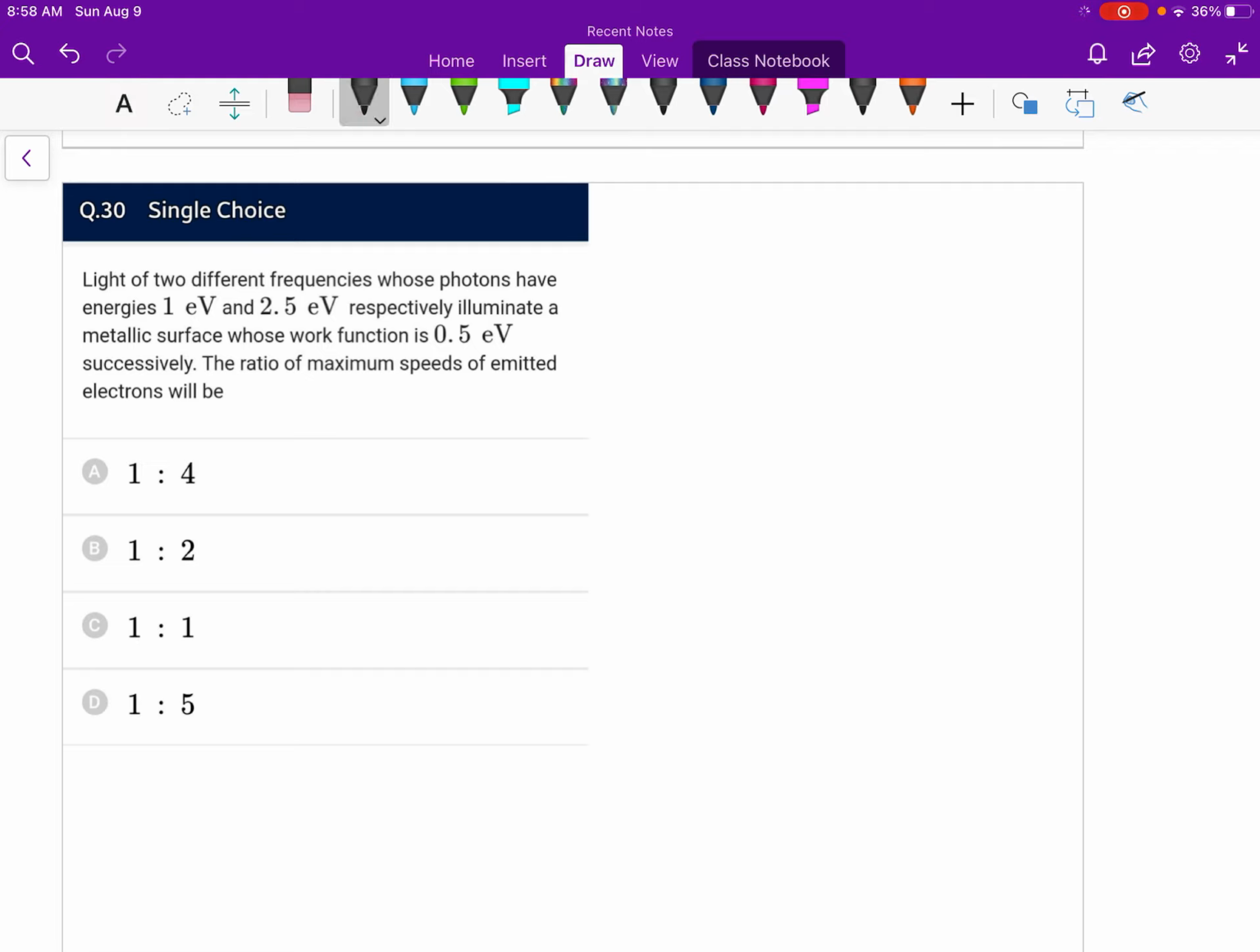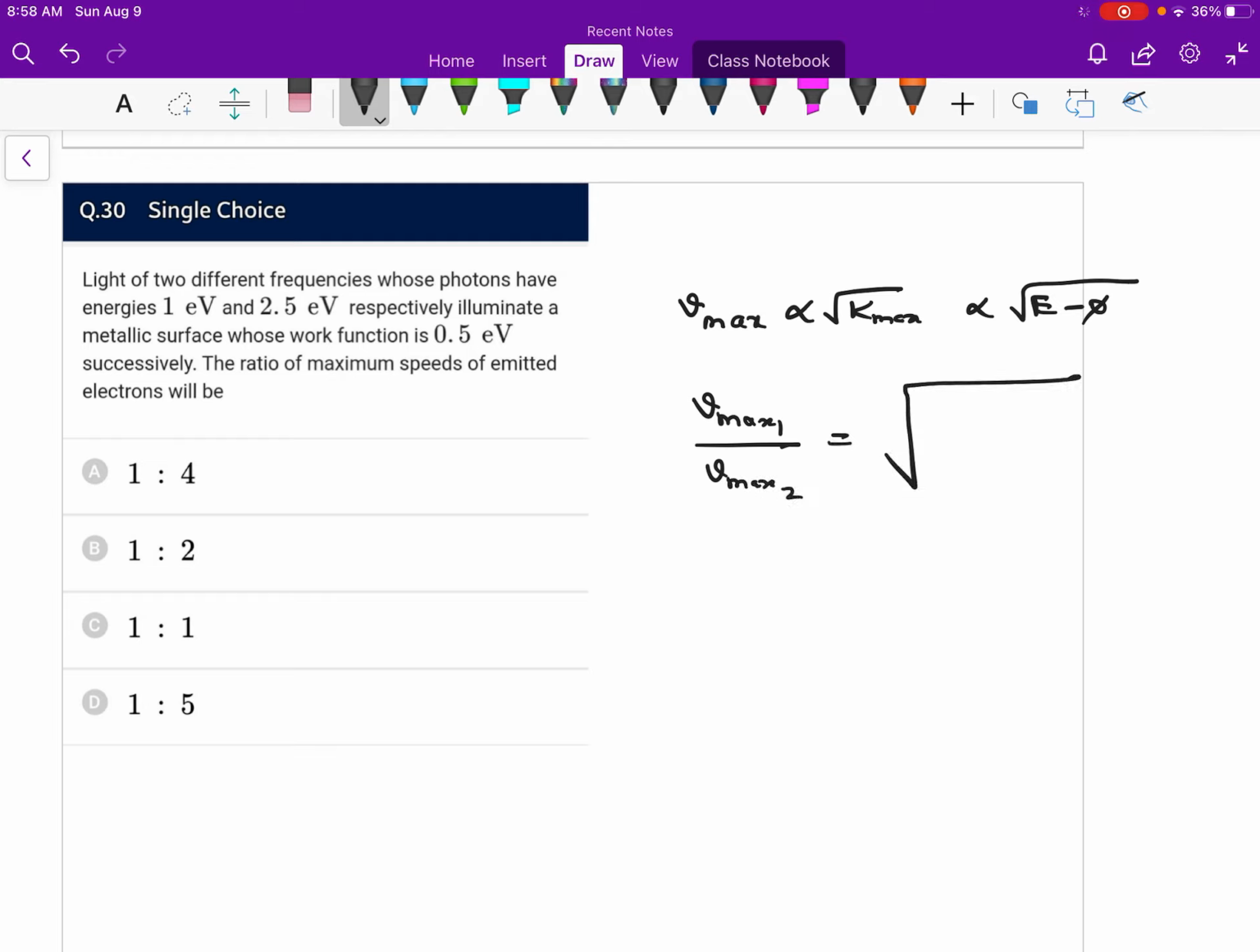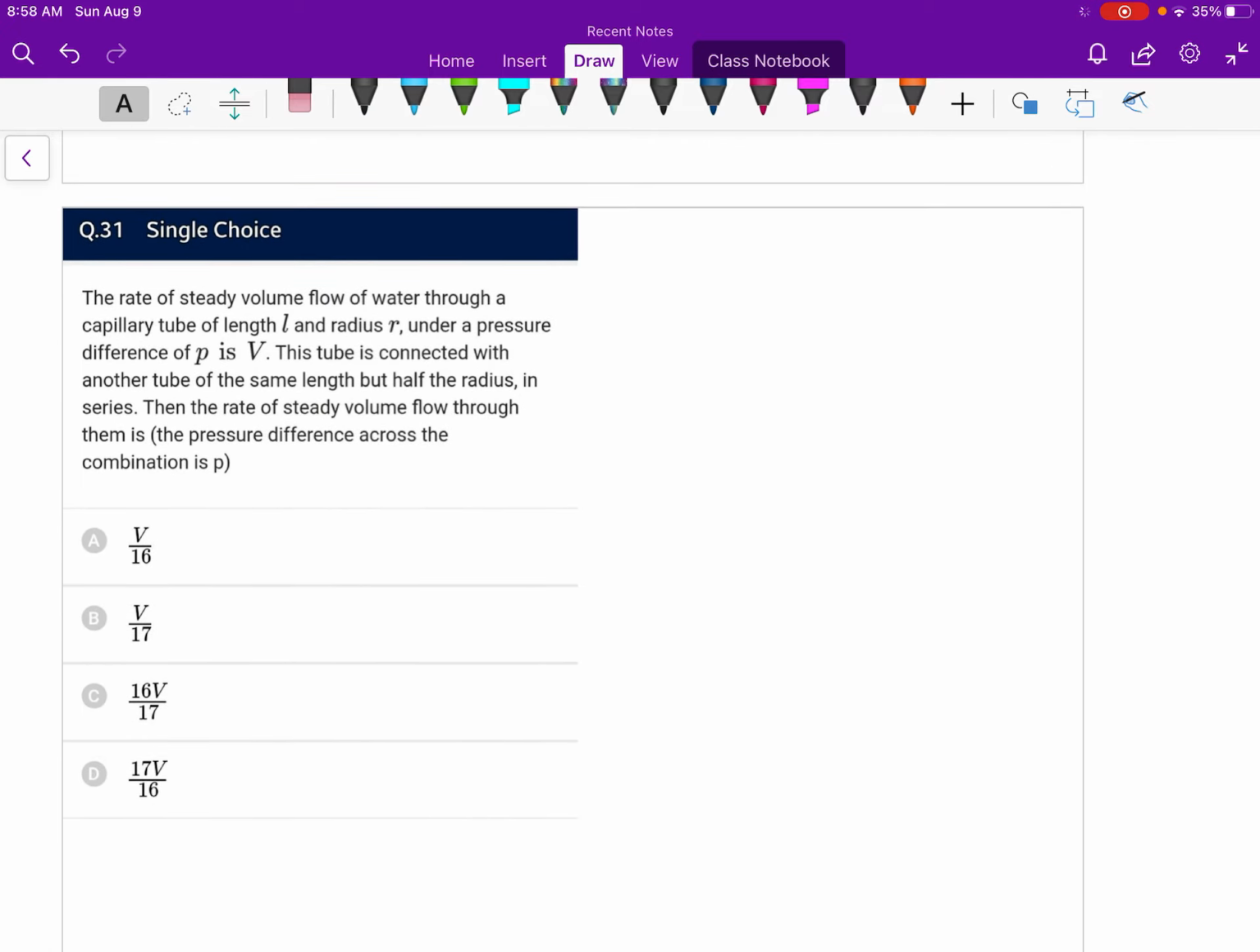Light of two different frequencies are this, the ratio of maximum speed. So Vmax is proportional to under root K max, which is proportional to under root E minus phi. So Vmax 1 upon Vmax 2 is under root of (E minus phi), so 1 minus 0.5 upon 2.5 minus 0.5. So that is 1 by 2. So B is the correct option. The rate of steady volume flow of water through a capillary of length L, radius R under pressure difference P is V.